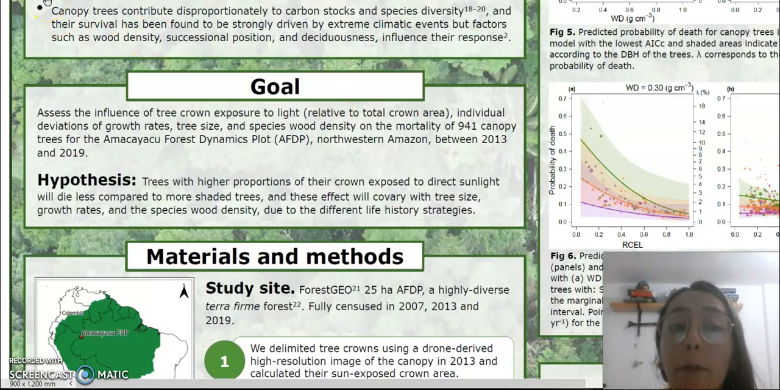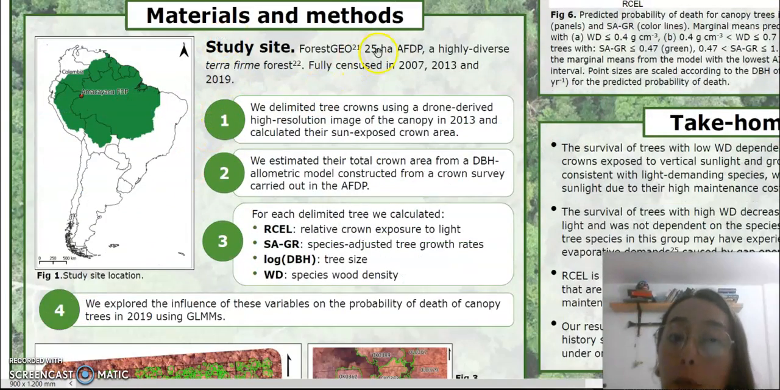Since light is a fundamental resource for which trees compete, we expect that trees with higher proportions of their crowns exposed to direct sunlight will die less compared to more shaded trees, and this effect will vary with tree size, growth rates, and the species wood density due to different life history strategies. This study was carried out at the 25-hectare Macayacu Forest Dynamics plot, which is located in the northwestern Amazon.